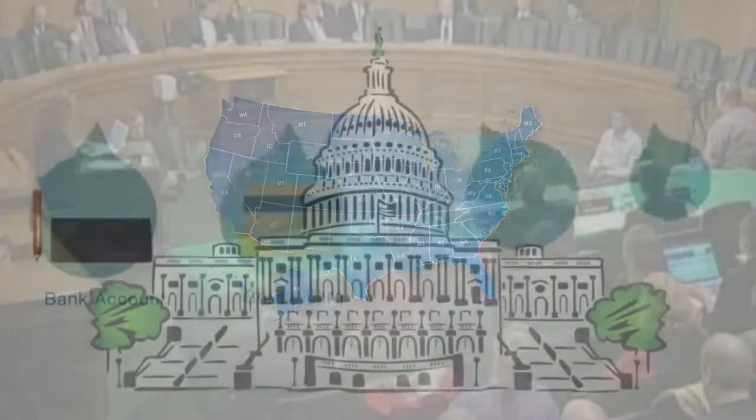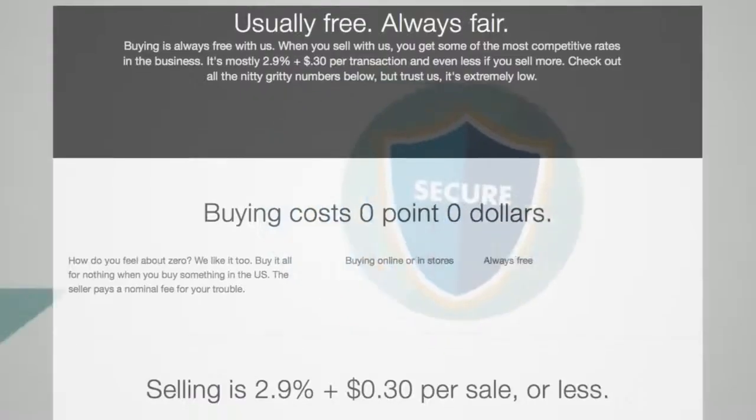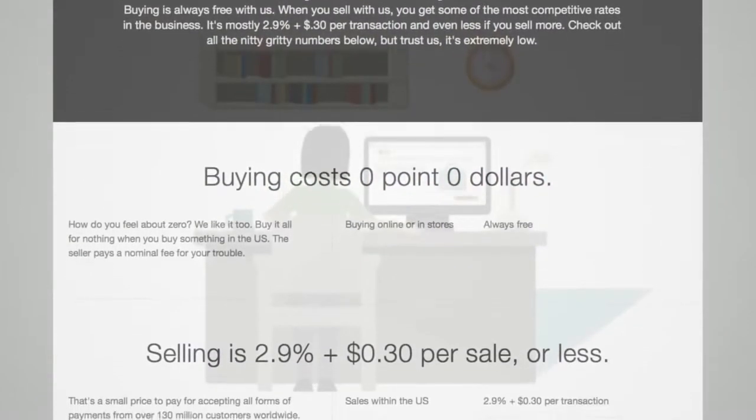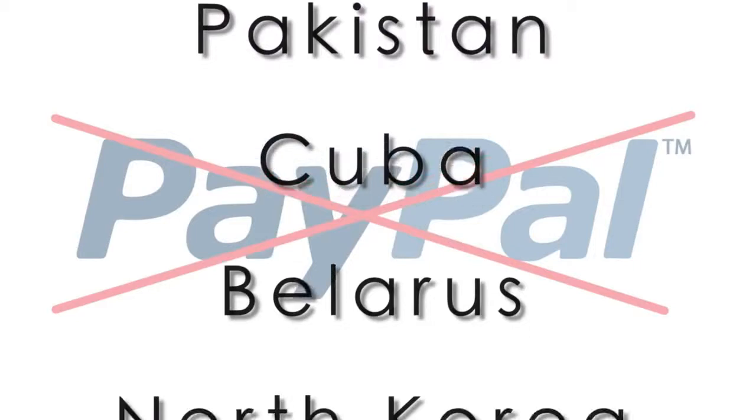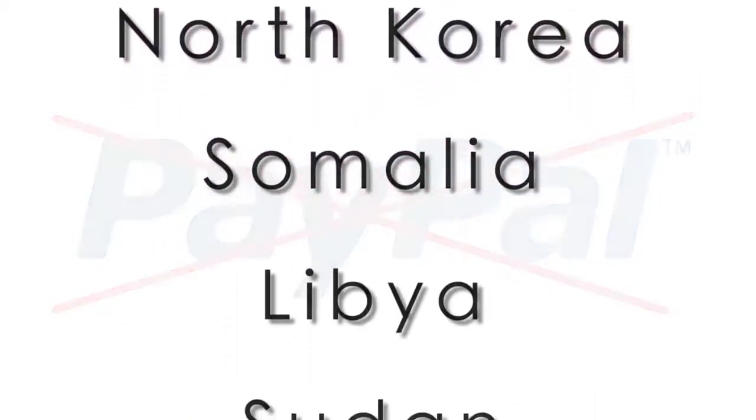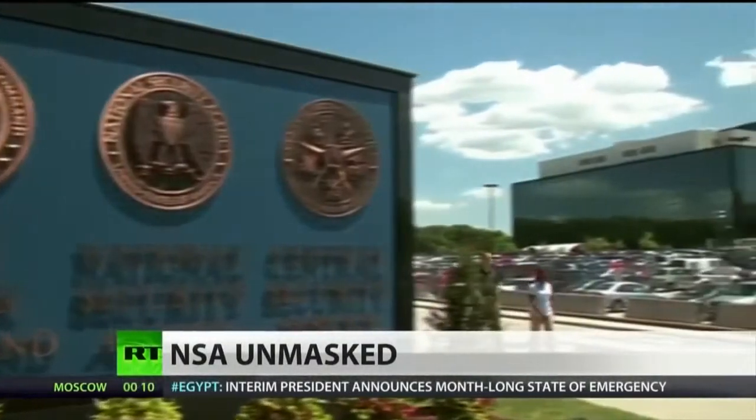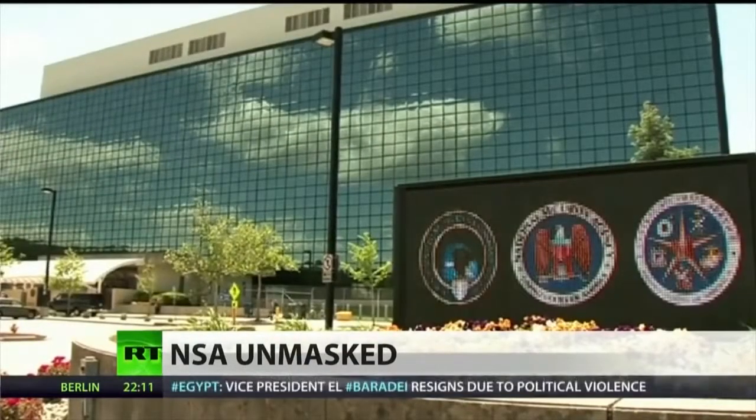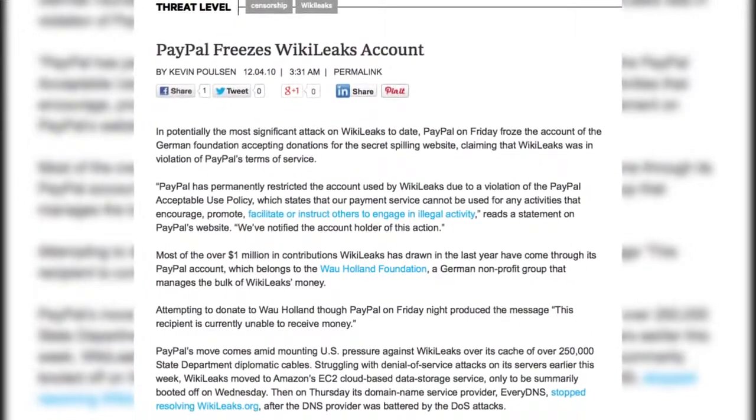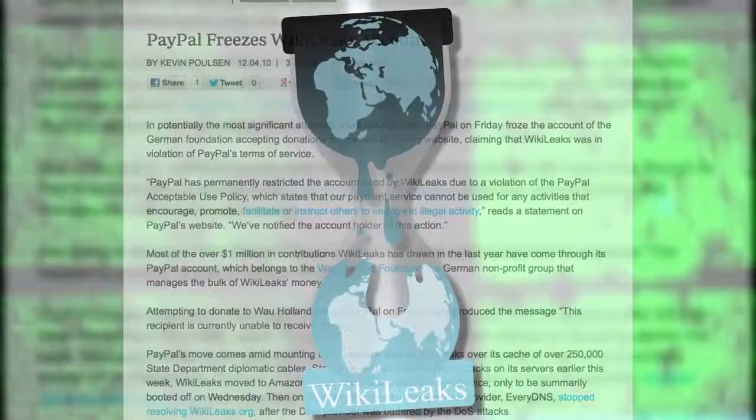In addition to the federal government, regulations of PayPal create many drawbacks, including high fees and a lack of freedom from censorship. For instance, it cannot be used in Iraq, Afghanistan, Bangladesh, Pakistan, and countries on the U.S. economic sanction list. In addition to this, your personal transactions can be monitored legally by the government. In 2010, PayPal shut off the ability to donate to WikiLeaks after the organization released thousands of diplomatic cables.